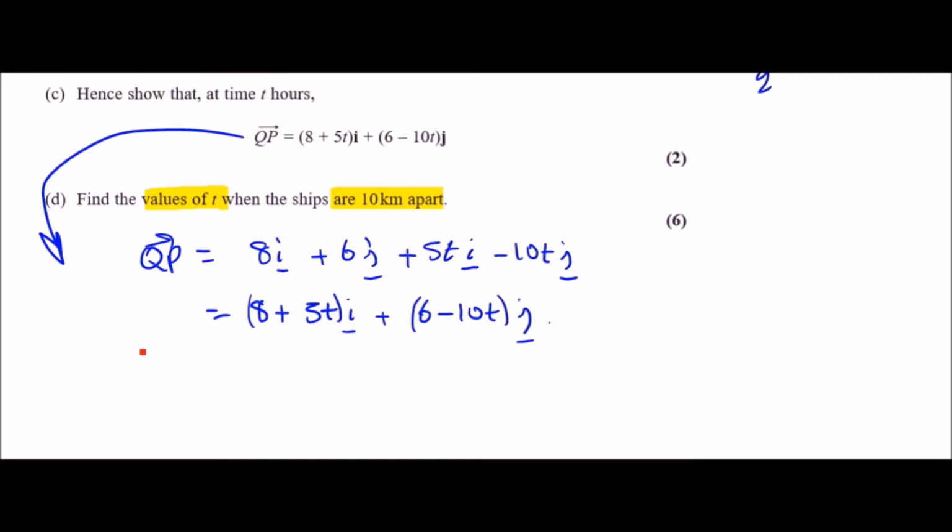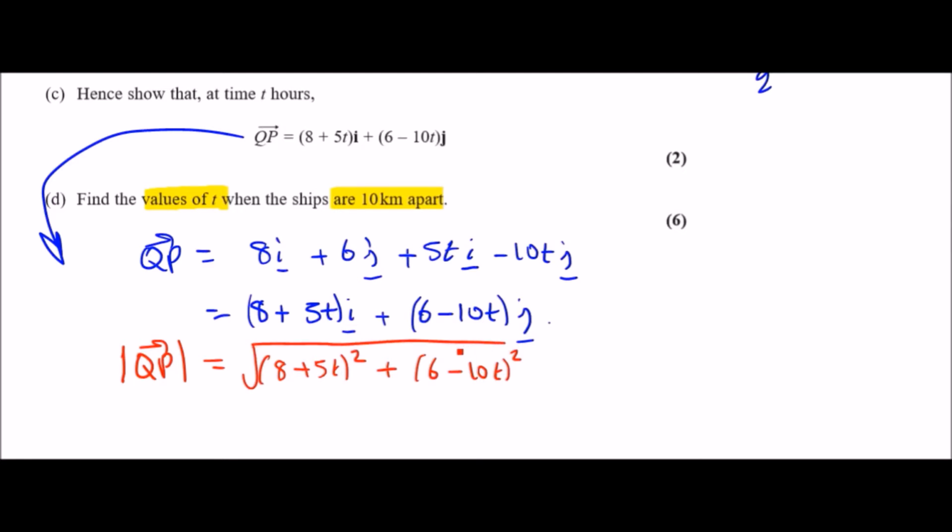So we can say first things first. To find the magnitude of QP, this is the distance. We just have to take the square of each of these values and square root the whole thing. So it's basically going to be the square root of (8 plus 5t) squared plus (6 minus 10t) squared. And that's it. And the distance will basically be equal to 10. So this is now a distance value, so this equals 10. So you just go ahead and solve.